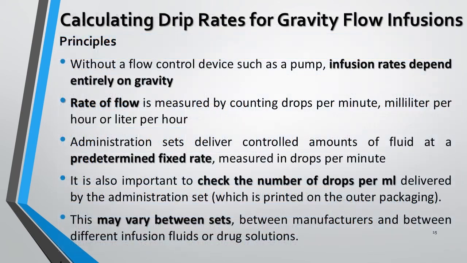Principles to be followed for calculating drip rate for gravity flow infusions. Rate of flow is measured by counting drops per minute, milliliters per hour, or liters per hour, and the rate depends on gravity. It is important to check the number of drops per ml, which is printed on the outer packing. This may vary between manufacturers and drug solutions.